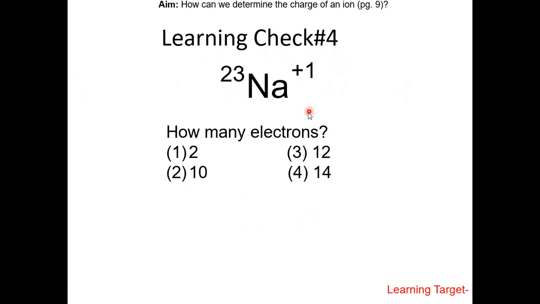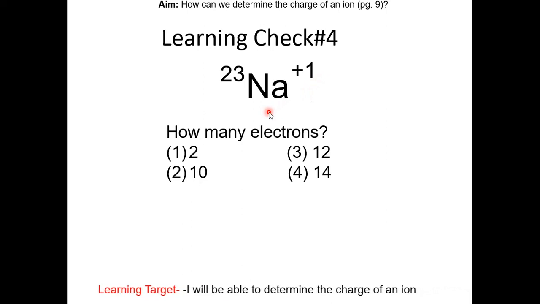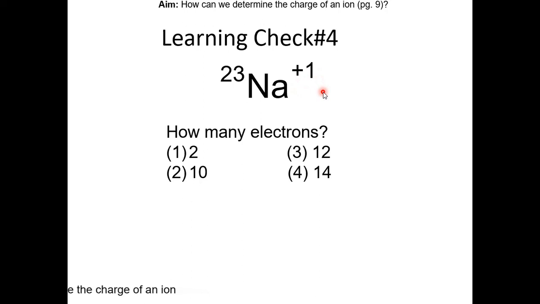Learning trick number 4. So here we're given sodium. How many electrons does the sodium have? Pause the video and try to do it yourself. Okay, so here's the answer. So sodium has a positive 1 charge. What's the atomic number of sodium? Look it up on the periodic table. It is 11. Okay, so how many electrons would the sodium have with atomic number of 11, which is the number of protons, and the charge is 1? So the answer, if you work backwards, is 10, choice 2. Because 11 minus 10 will give you 1.